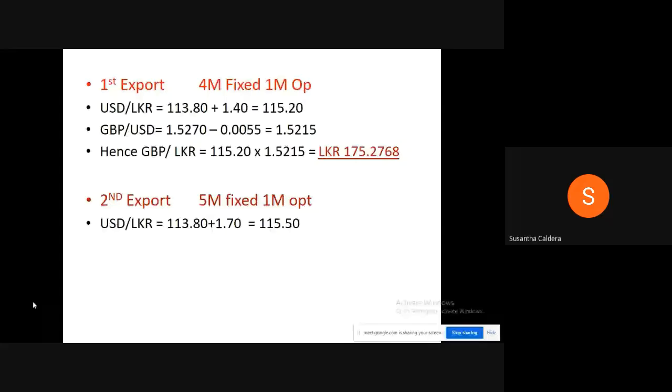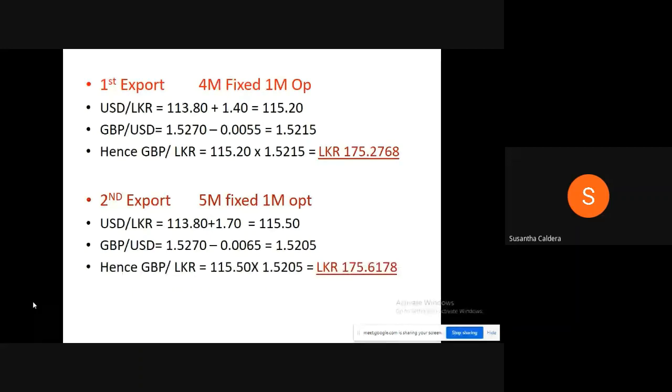Second export, 5 months, 1 month option. US dollar LKR 113.80. That's correct. Then GBP dollars, did you get this answer? Right. Then 175.6178. Right. Then the import dollar LKR 115.70 is a premium.